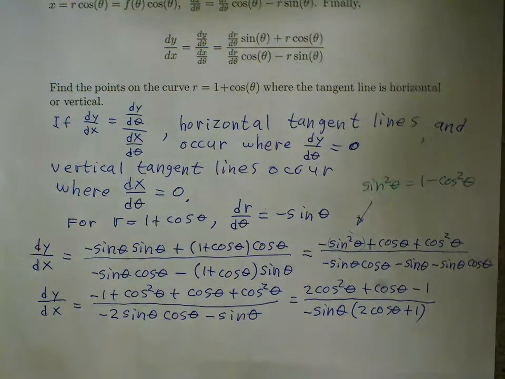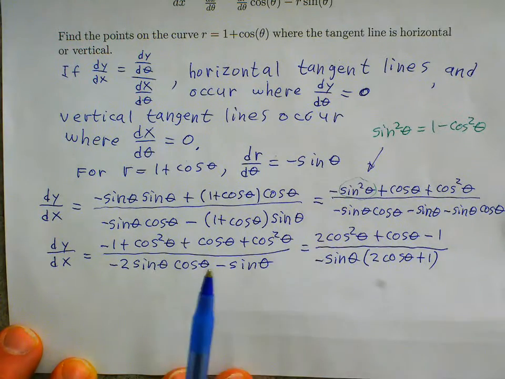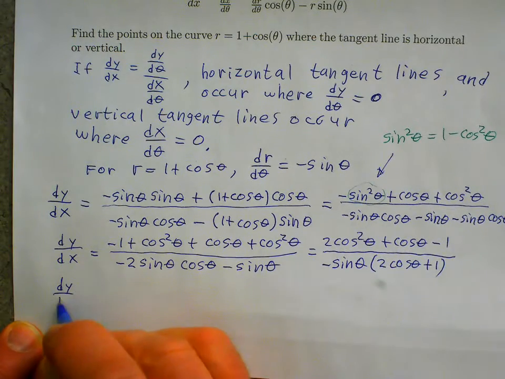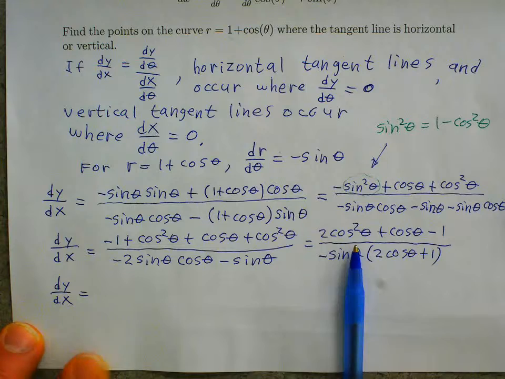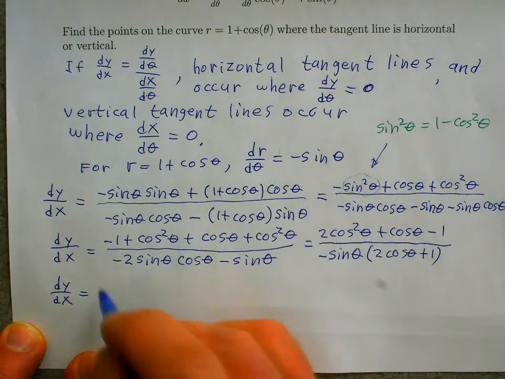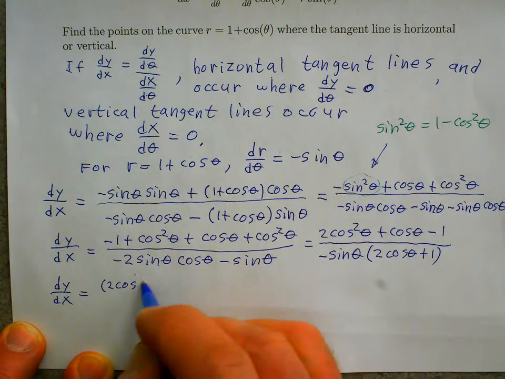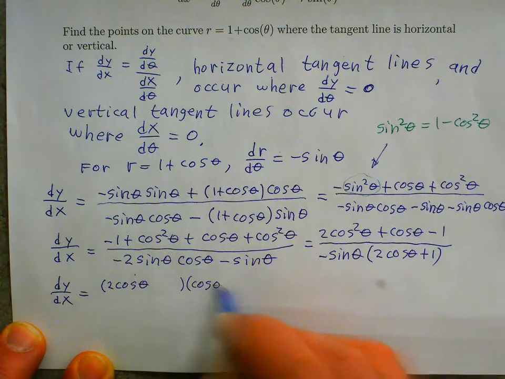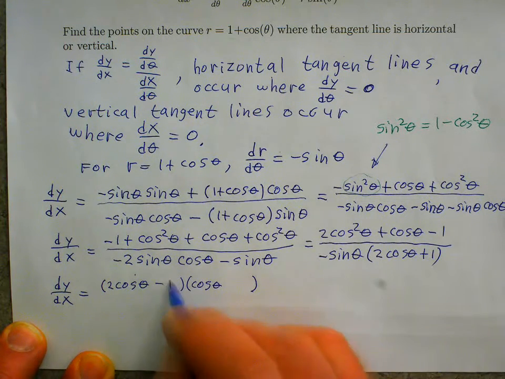Okay, we're almost where we want it to be. The numerator can be factored pretty nicely. This is quadratic in form. So one of the factors is, let's see, 2 times cosine of theta. So I want this to be -1 and +1.